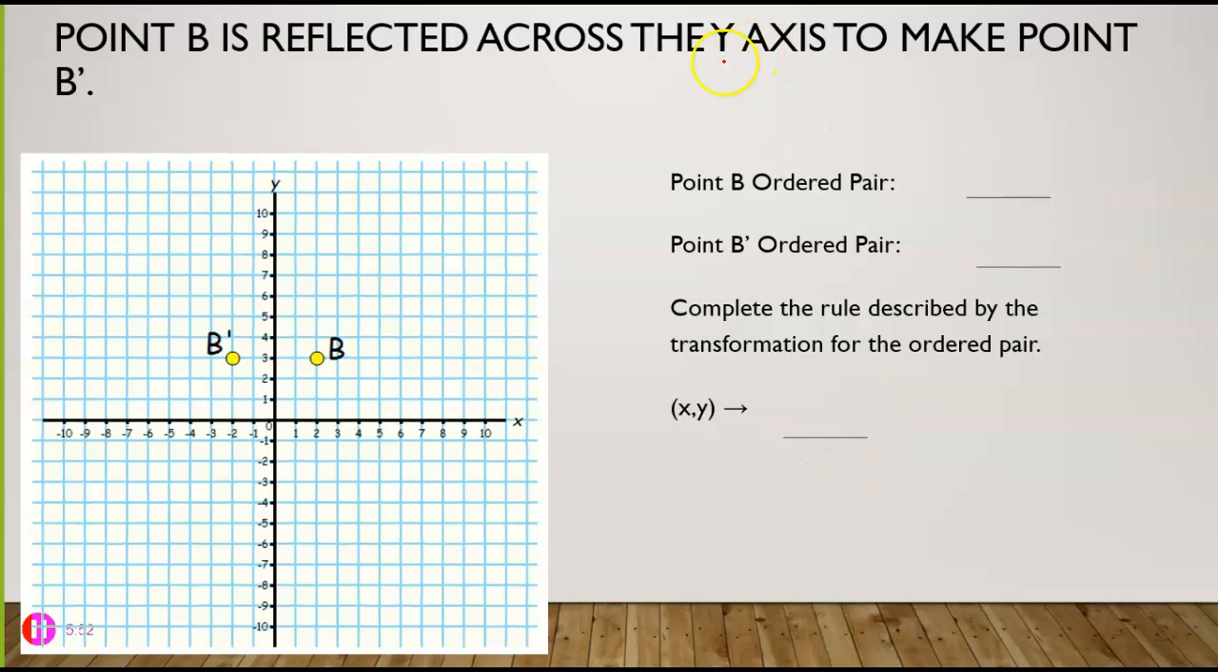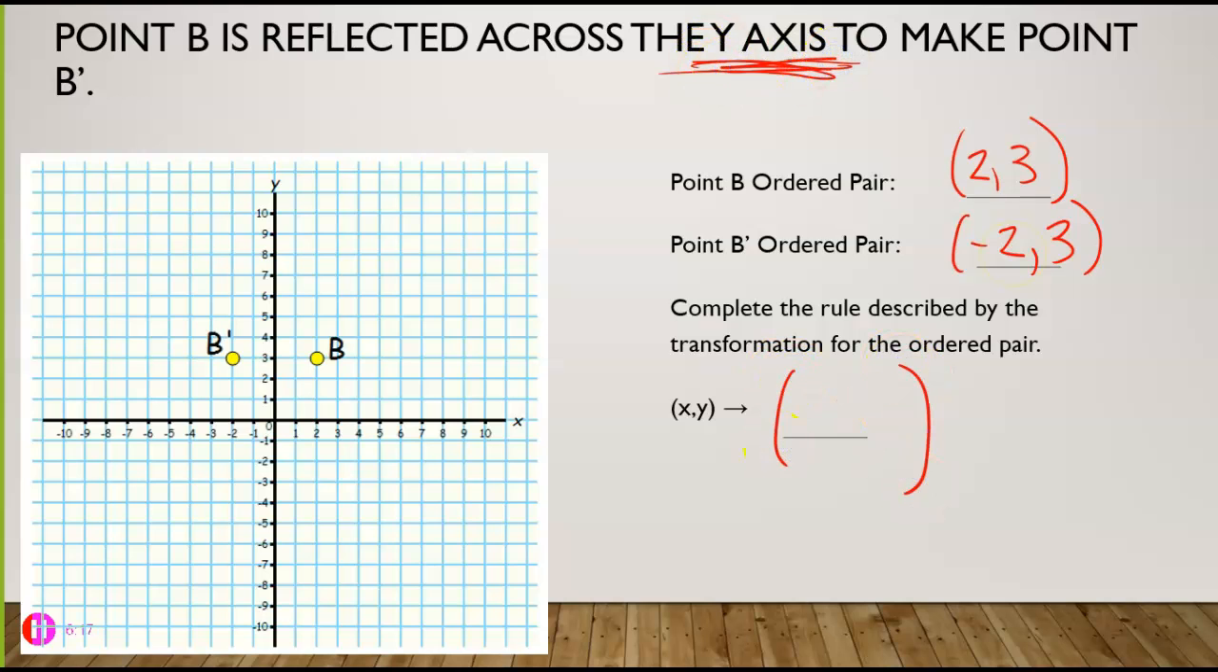B is reflected across the y-axis. Well, what's the ordered pair for B? B is positive 2, positive 3. What about B prime? Negative 2, positive 3. This one's just the opposite. If the y-axis is what we're reflecting, what happens to my y-coordinate? Look up there. If I'm reflecting across the y, the y stays the same. The x-coordinate becomes the opposite. Remember, if you say its name, it stays the same. Yes, I just rhymed that.